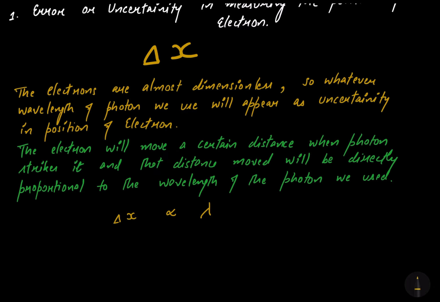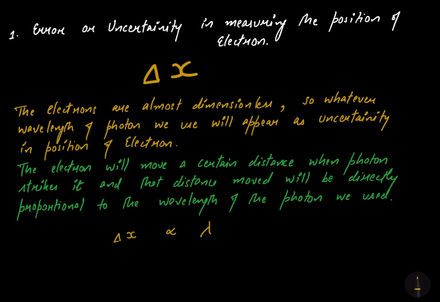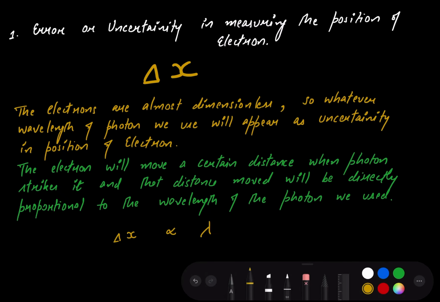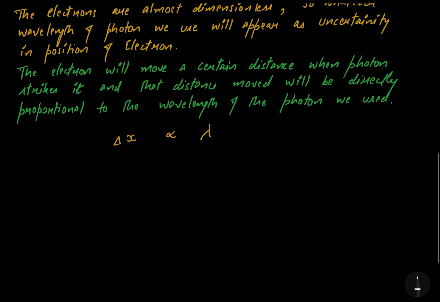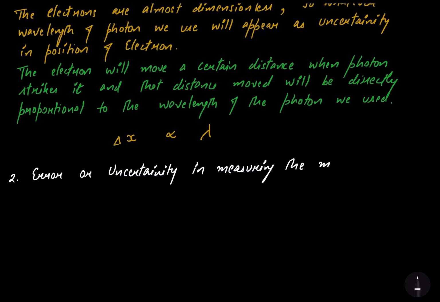So now let's talk about the second point: error or uncertainty in measuring the momentum of electron.